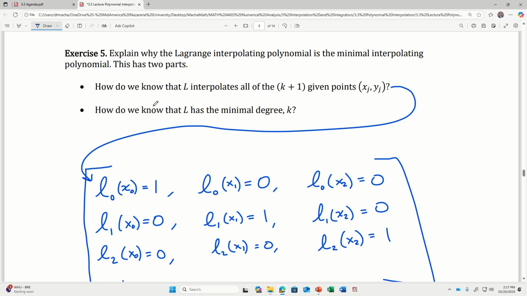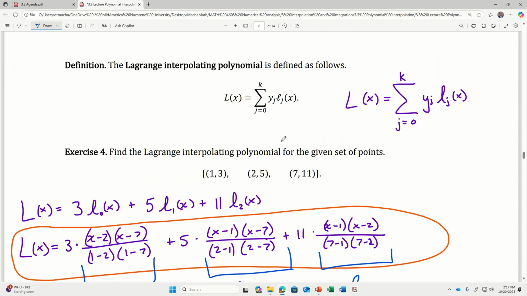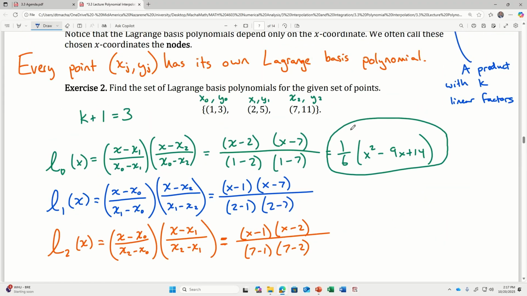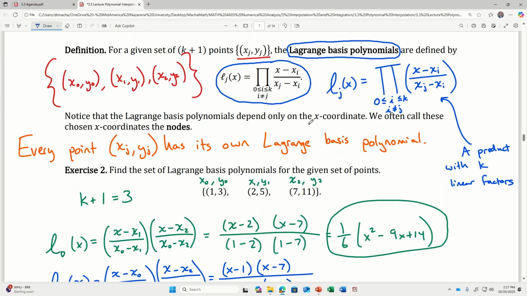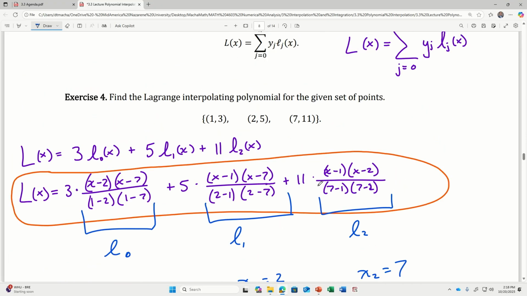The second part is, how do we know that L has the minimal degree, which should be k? Well, L should have degree k because we're adding up Lagrange basis polynomials, and the Lagrange basis polynomial is formulated so that we have k linear factors. So when I multiply k linear factors together, each Lagrange basis polynomial is going to have degree k. When I add those up, I still get a polynomial of degree k.